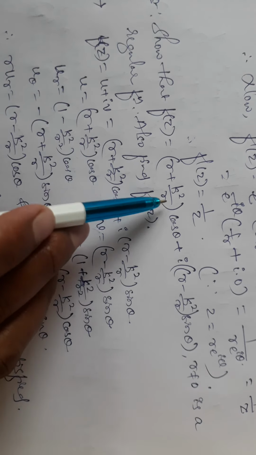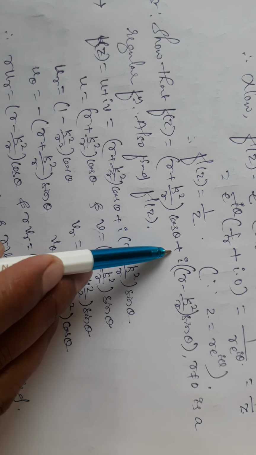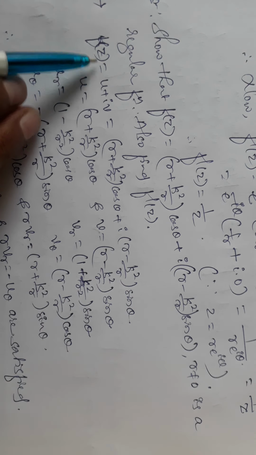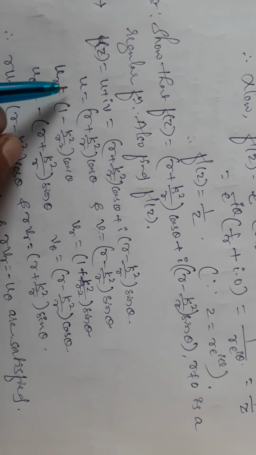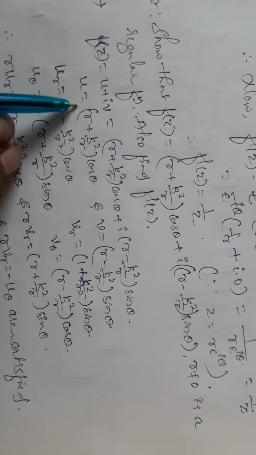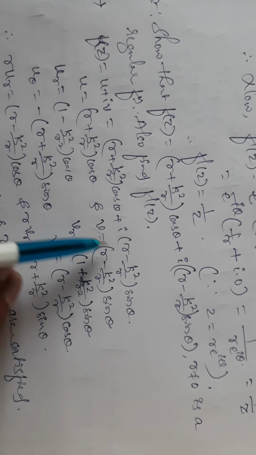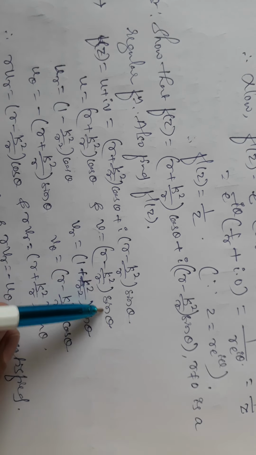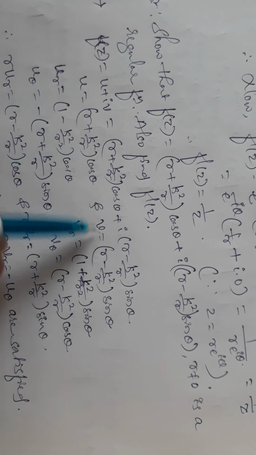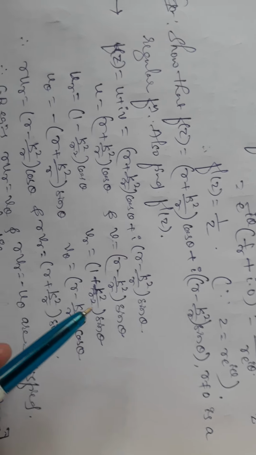Here they have directly given it in the u plus iv form. It is directly f of z equals u plus iv. Therefore we can take the real and imaginary parts separately. u is (r plus k square by r) cos theta and v is (r minus k square by r) sin theta. Differentiate u and v partially with respect to r and theta.